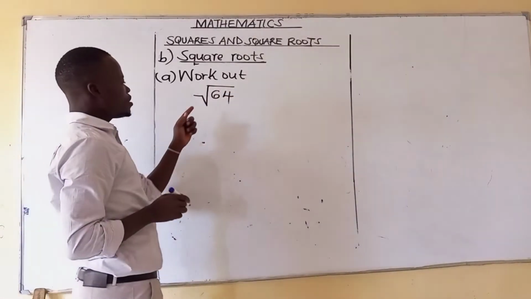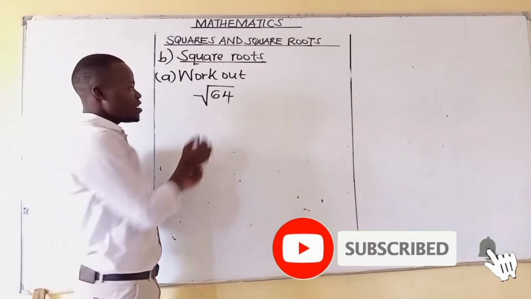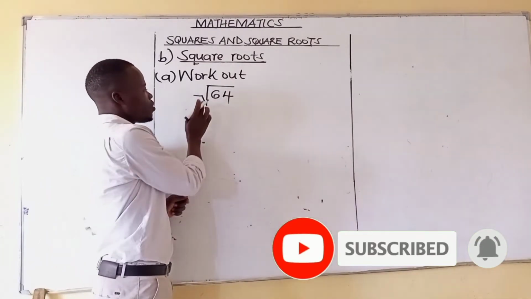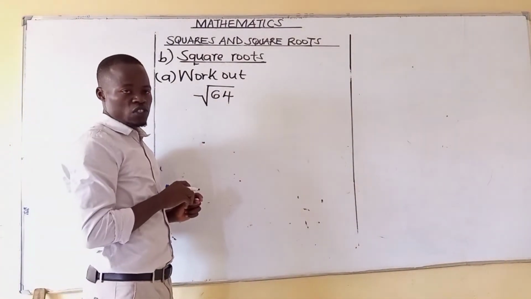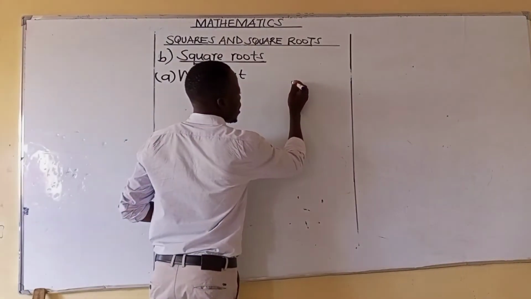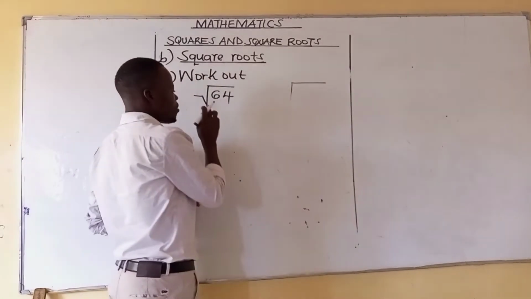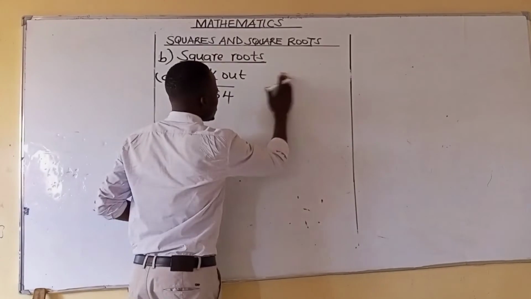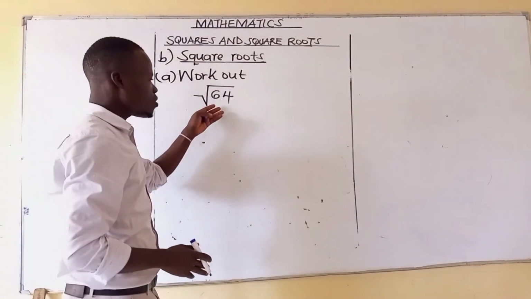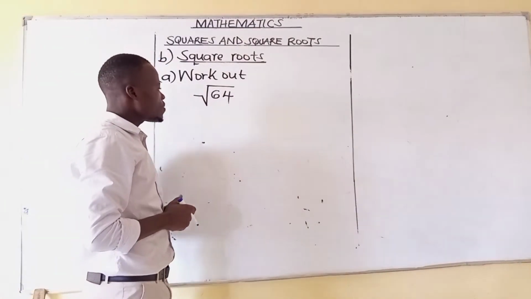So this one simply represents the square root sign. Whenever you see this sign, it represents the square root. And don't confuse it with division. Division will just be like that. But with square root, there's an extension of a tail here. So this shows the square root. So in simple terms, they're asking us to get the square root of 64.